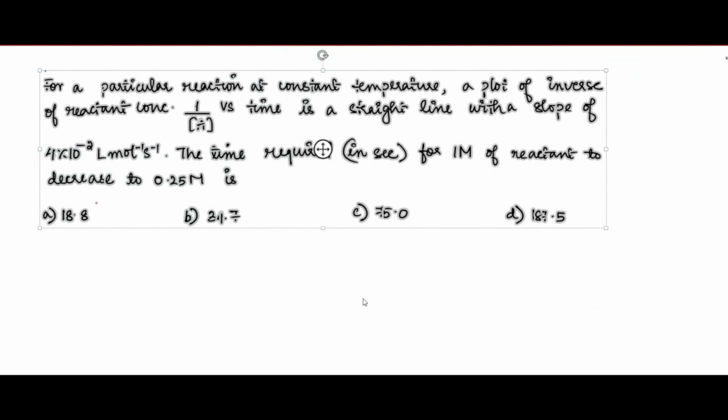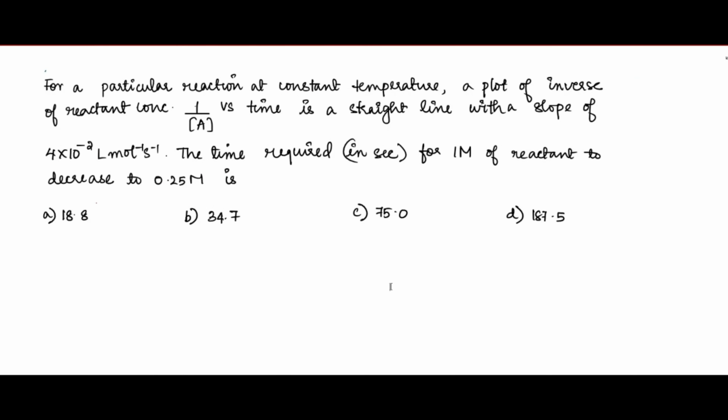For a particular reaction, read the question well. For a particular reaction at constant temperature, a plot of inverse of the reactant concentration versus time is a straight line with a slope of 4 into 10 to the power minus 2 liter per mole per second. The time required in seconds for 1 molar of the reactant to decrease to 0.25 molar is. Okay. Read the question.